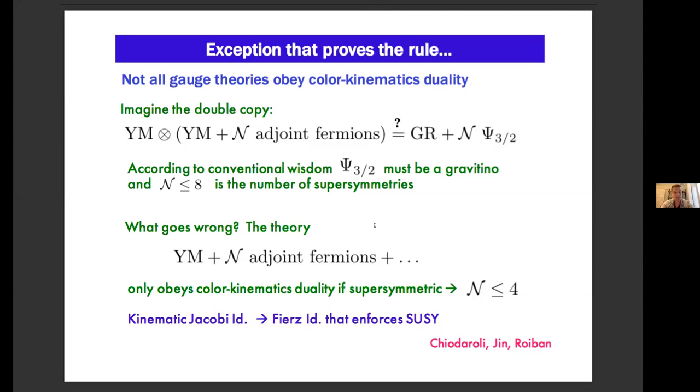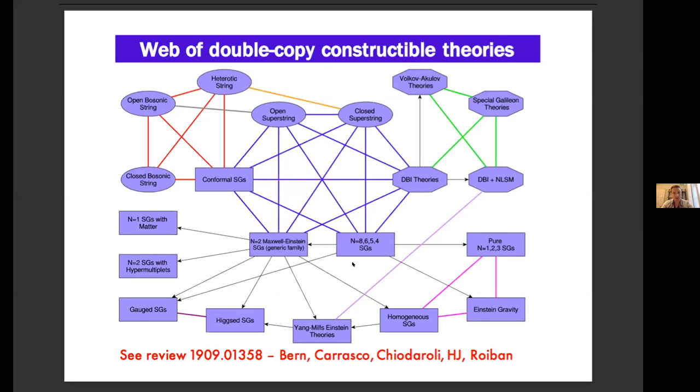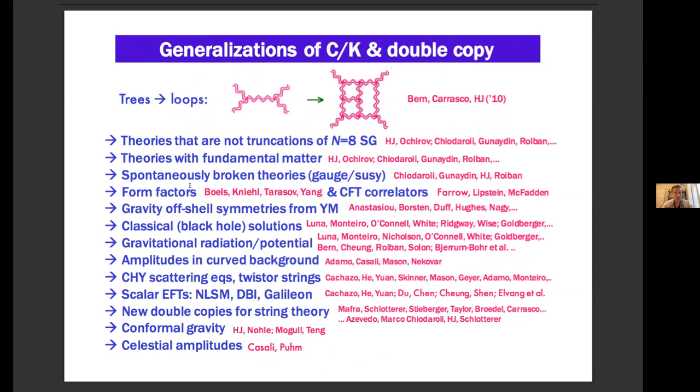So that's good. From this review, we had this picture of various different double copies that you can obtain, and I'm not going to go through all of them. I would advise you to just go to the paper and have a look at this picture. Here I have a slide which is quite messy, but it emphasizes what kind of generalizations of the double copy have been done in recent years.